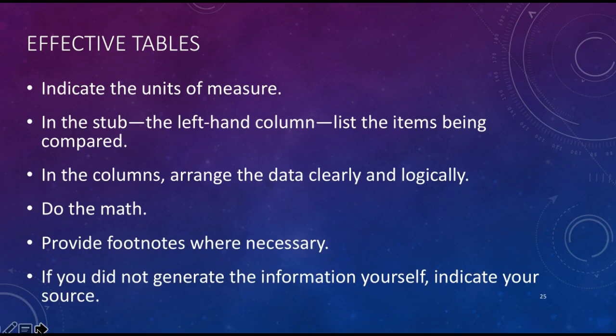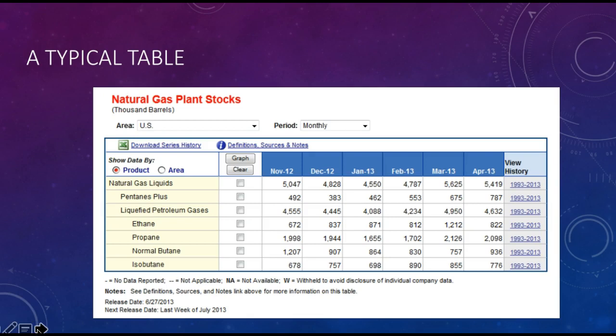Provide footnotes where necessary. And if you didn't generate the information yourself, the data, the numbers, indicate where you got that data from. Here's an example of a typical table. Here's my stub. Here are my categories. I've got the title, when it's descriptive, natural gas plant stocks, and it tells me the count, 1,000 barrels.